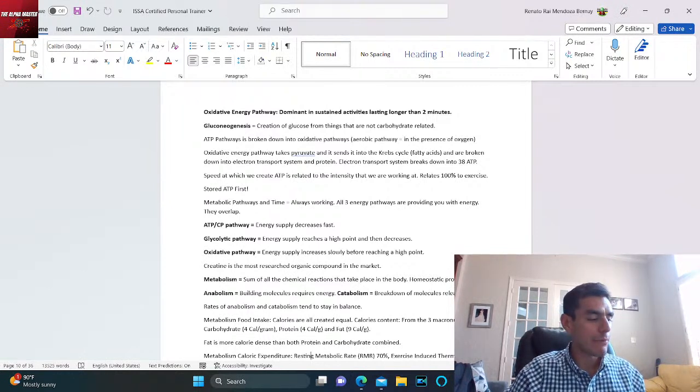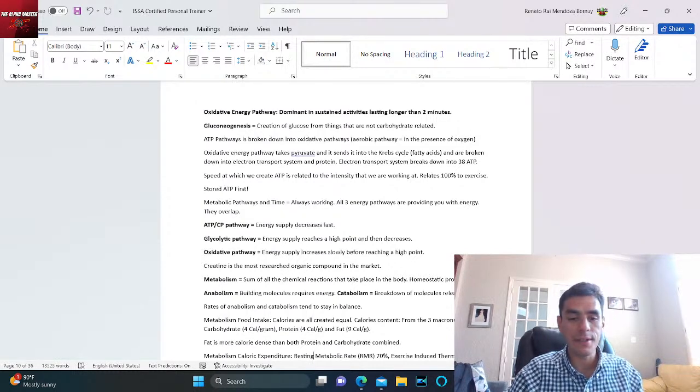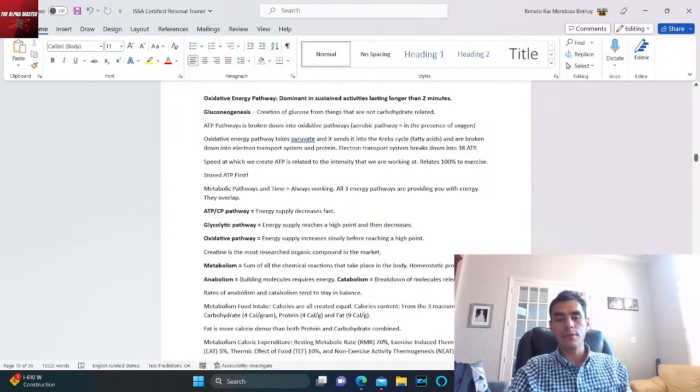Now, metabolism and caloric expenditure. You have first the resting metabolic rate, which is going to be 70% of your total daily energy expenditure.